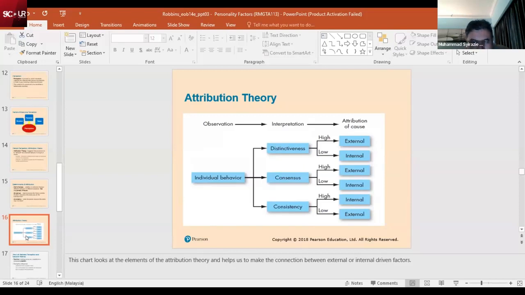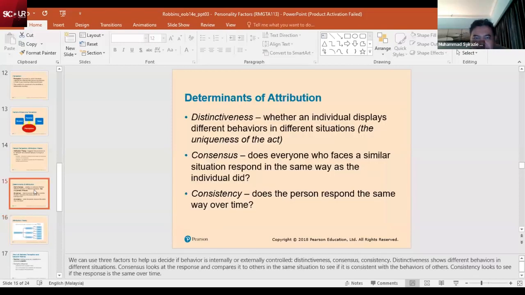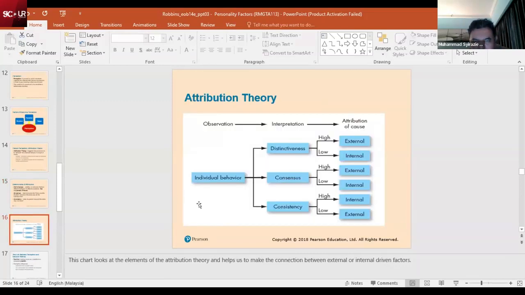Individual behavior, the third determinant or the third factor is consistency. Does the person respond the same way over time? Go to situation number 1, the behavior is as previously. Goes to situation number 2, the behavior is also as previously. Go to situation number 3, also the same. So that means consistency. So that means it is internally caused.